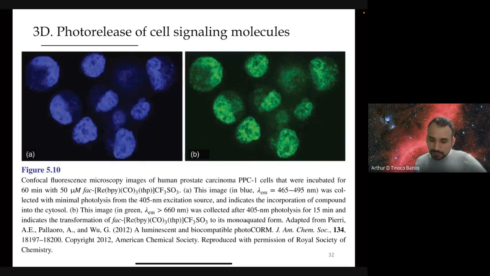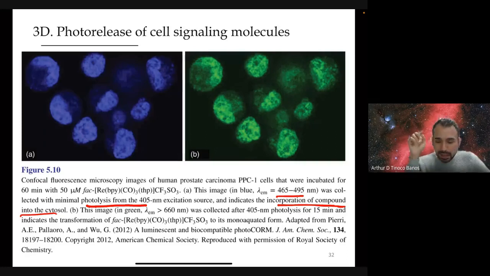To the right, we have a wavelength of emission of 465 to 495 nanometers, which was collected with minimal photolysis from the 405 nanometer excitation. So it indicates the incorporation of the compound into the cytosol. We see the compound, this blue light that's associated with that compound in the cytosol.